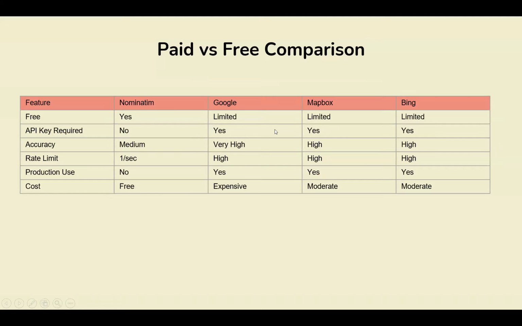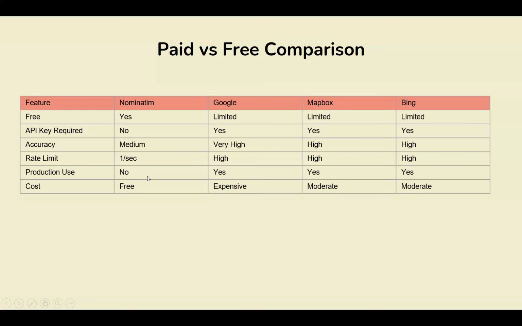Free versus paid comparison. Previously I also told you Nominatim is free. Google, Mapbox, and Bing are all paid. An API key is not required for Nominatim, and for the others we require an API key. Because Nominatim is free, maybe you will not get 100% accurate data, so the accuracy level will be medium, but in Google, Mapbox, and Bing, the accuracy level will be very, very high.